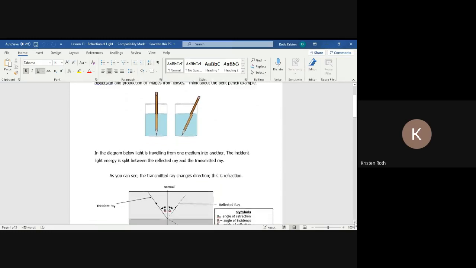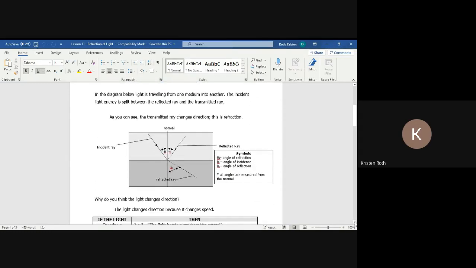Okay. In the diagram below, the light. Okay. So here, this is perfect. Okay.